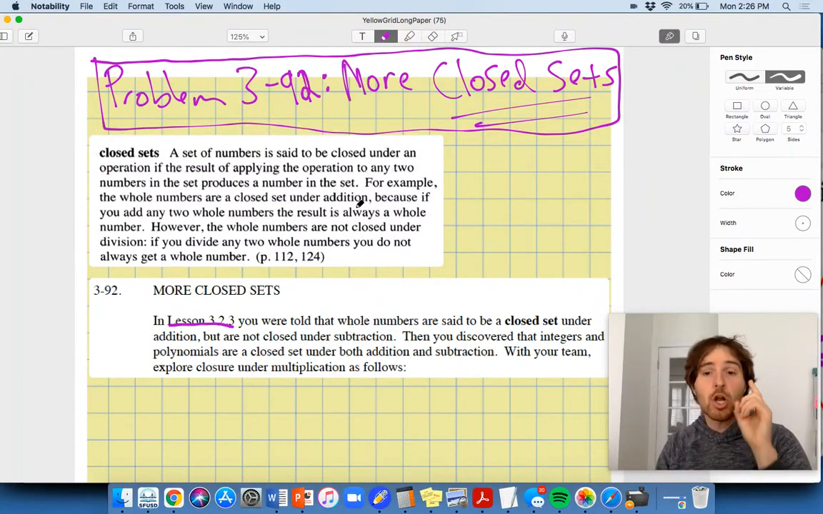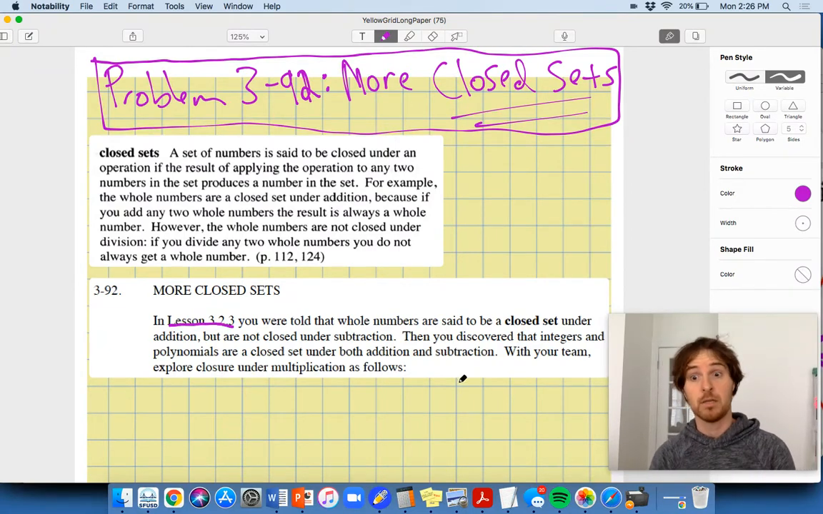I have right here from the glossary, because I'm guessing if you started this problem, you're watching this video on closed sets, you might be like, I just read this. I have no recollection of this. What does this mean here? In lesson 3.2.3, you're told that whole numbers are said to be a closed set under addition, but not under subtraction. Well, we'll talk about that in a second. Then you discover that integers and polynomials are a closed set under both addition and subtraction. Oh, okay. What does that mean?